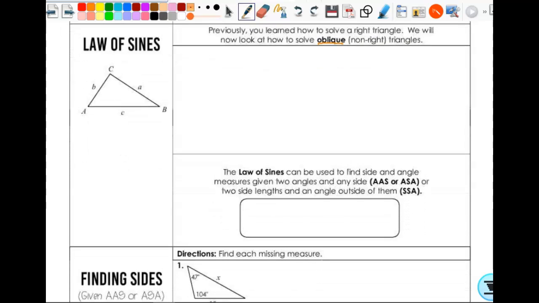There's a law of sines and a law of cosines. We're going to talk about part of the law of sines today. The first thing we're going to do is come up with it. So what we do in this first blank is not what you do every time to solve it, just to show you where it comes from.